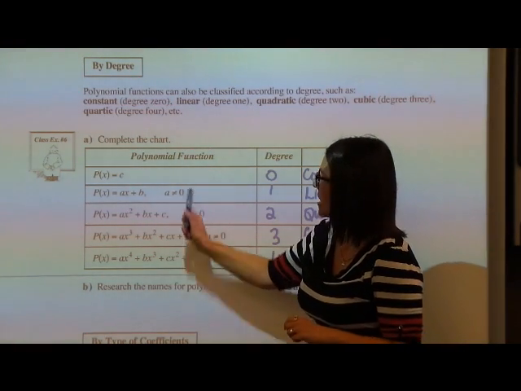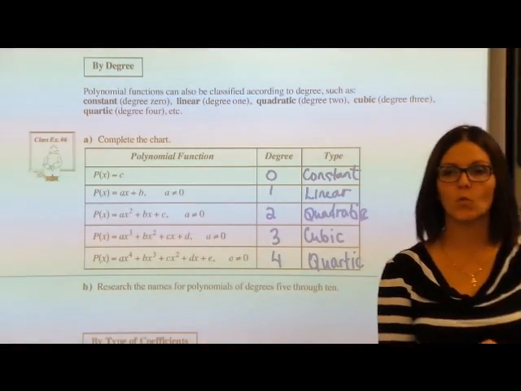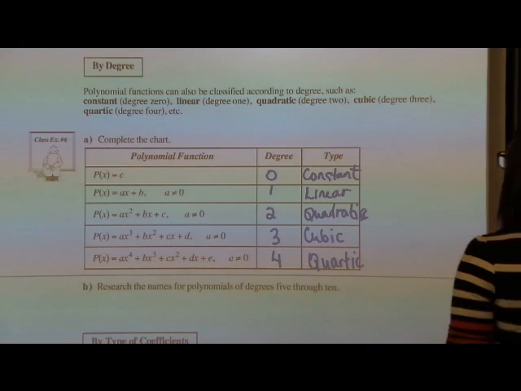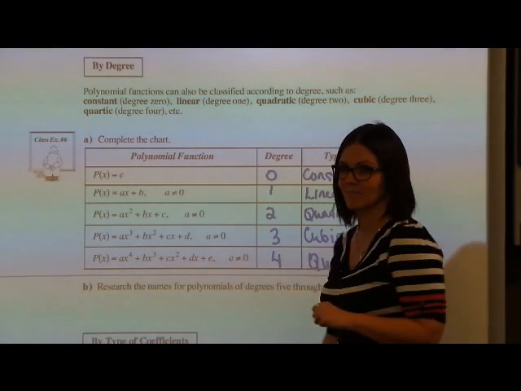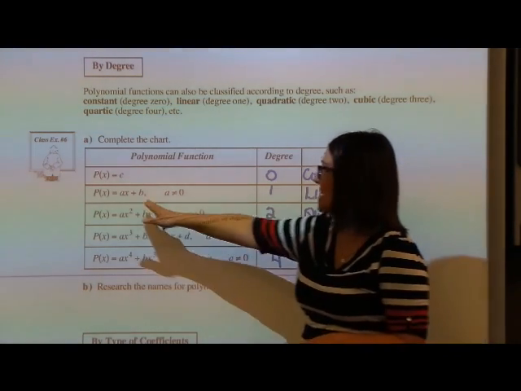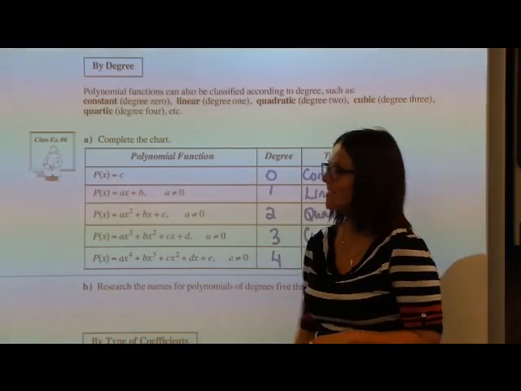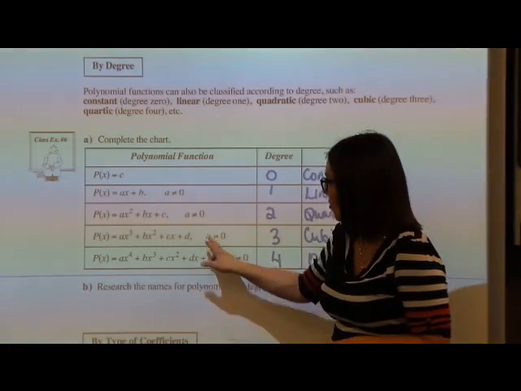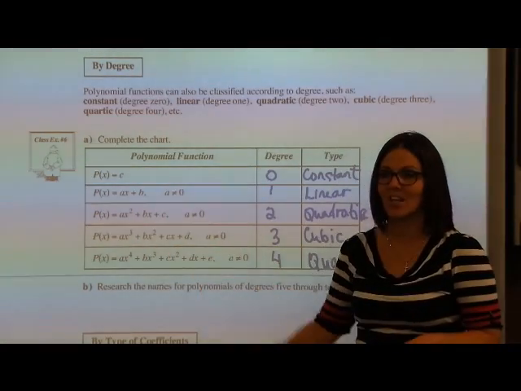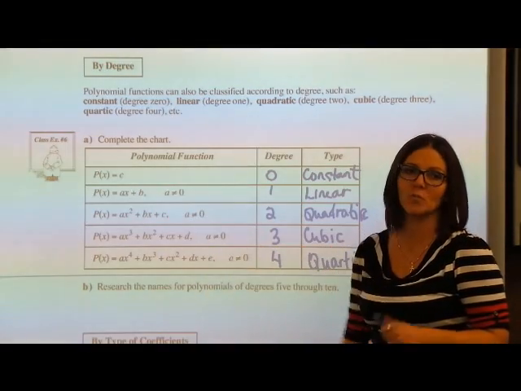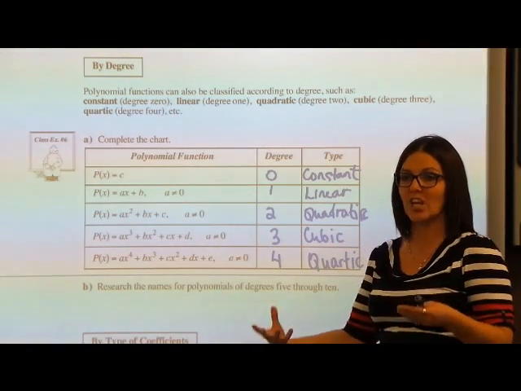Why do I have a cannot be equal to 0 in those 4 rows? Because then wouldn't the degree not be that? Yeah, if a is equal to 0, it eliminates that front term. So then I would have a constant, or then I would have a linear, or then I would have a quadratic, etc. So that's kind of the limitation, is that the first term can't be equal to 0. Otherwise it changes what I have.